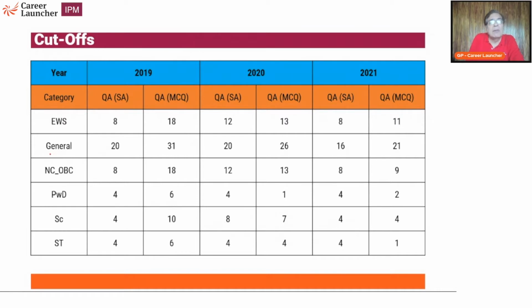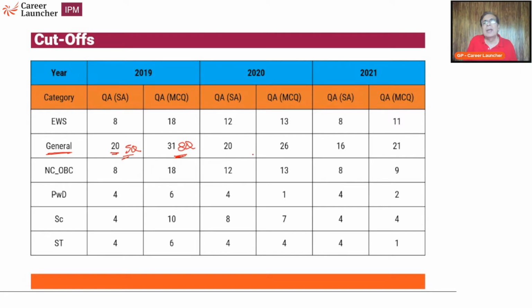The highest cutoff is typically for general category candidates. 20 marks in 2019. 20 marks means 4 marks per question. So we are talking about 5 questions here, 8 questions here. Okay. So if you could do 5 questions correctly in quantitative aptitude short answer and 8 questions correctly in MCQ, you would have cleared the sectional cutoff.